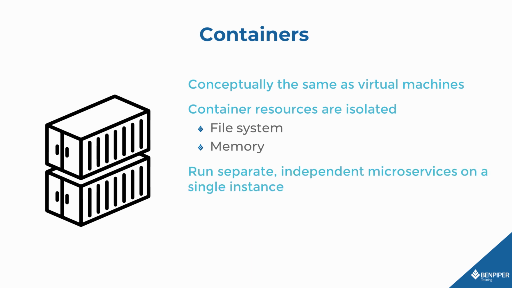Here's the point. On a single instance, we could have multiple copies of the web service running in separate, isolated containers, and they won't interfere with each other. If the web service running in one container crashes, it will have a minimal impact on availability because there will still be many other copies of the web service running on that instance.